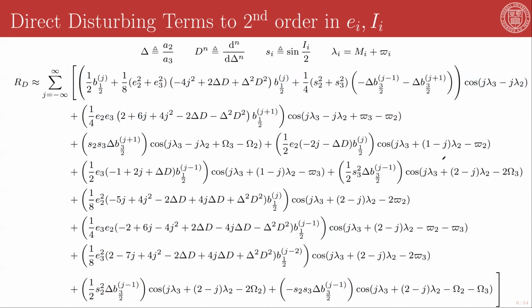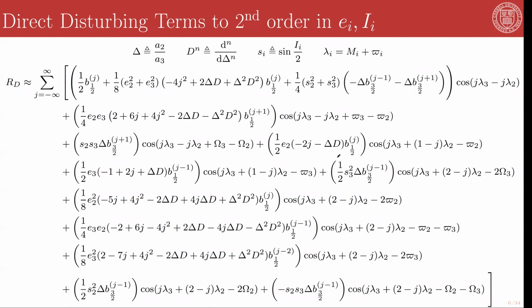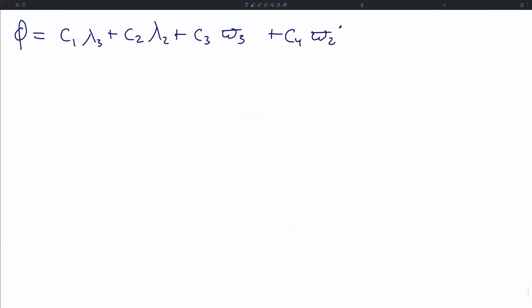We've already seen this type of behavior. The slowly varying terms are going to be giving us our secular perturbations. To help us classify the various different flavors of these arguments to the various cosine terms, we will define a general argument of the form phi is defined as coefficient constant C1 times lambda 3 plus constant C2 times lambda 2 plus C3 times varpi 3 plus C4 times varpi 2 plus C5 times capital omega 3 plus C6 times capital omega 2.